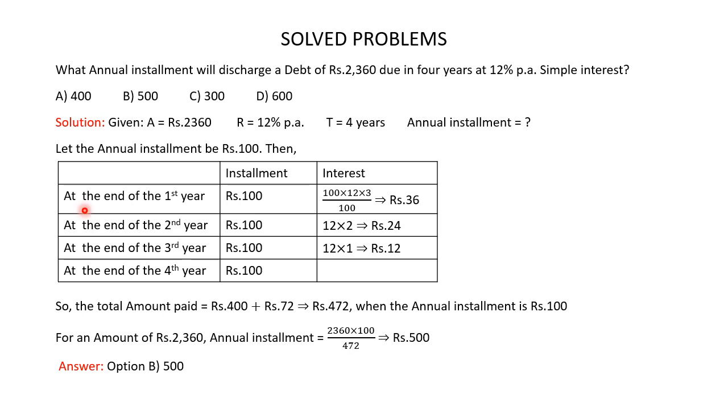Now at the end of the first year, installment is rupees 100. Interest is 100 multiplied by 12 multiplied by 3 divided by 100. Now 3 because still 3 more years payment has to be made. Now the 100 in the numerator and 100 in the denominator gets cancelled and we are left with 12 multiplied by 3, which is 36. Now you can see why assuming annual installment as 100 has made the calculation simpler.